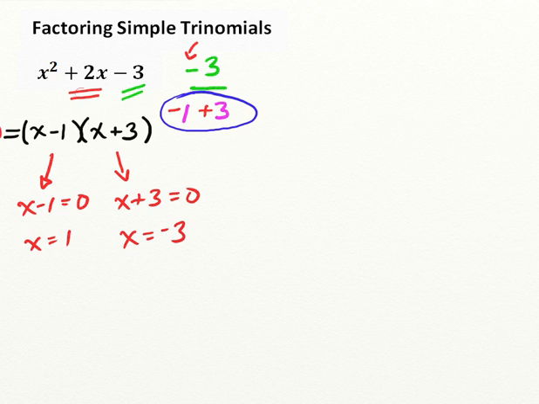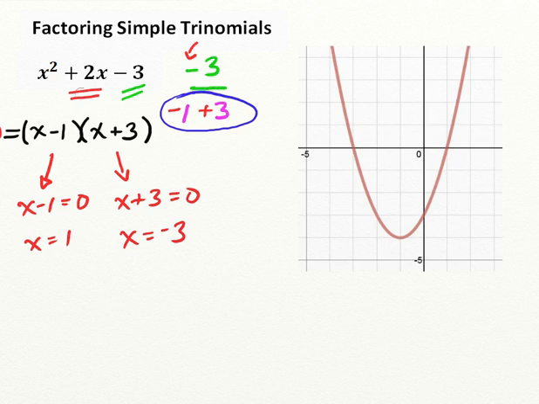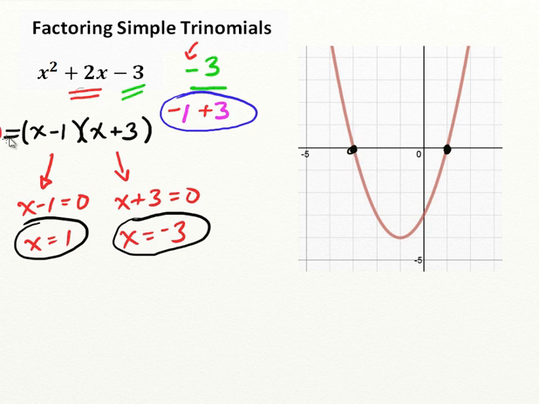And how does that help us? Well, let's take a look at the graph of this function. There's the graph, and we can clearly see in this graph here that the x equals 1 is right there. And the x equals negative 3, well, it's right there. So when we set the expression equal to 0, and we factor it, and then we solve for x, we are finding the zeros of that function. Okay? So, simple trinomials have an a value of 1, and we can factor them quite literally in one step. Let's try another one.